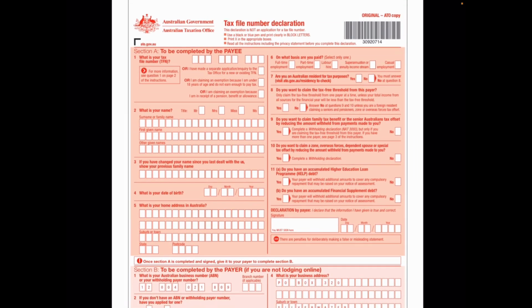Question number 1 is about your tax file number. At this stage you should already have applied for your tax file number. If you don't know how to apply, please check the Student Hub videos, because there is one video that explains how to apply. Then questions 2 to 5 are personal information. Please make sure to fill in the right information over there. Read carefully. If you made a mistake, just ask your employer to give you a new copy and fill it out again.